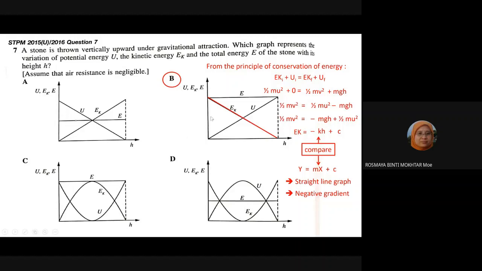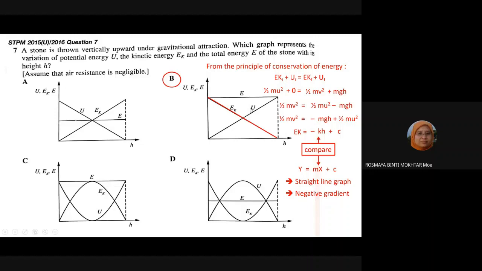So we've done Ek enough already, because A, C, D don't have the correct Ek. For the E total, it is always constant, right? The total must always be between Ek and U, Ek plus U, so it must be on this line. It cannot be here. This is the line for E total for A. For C, it is also correct. So the best is B.